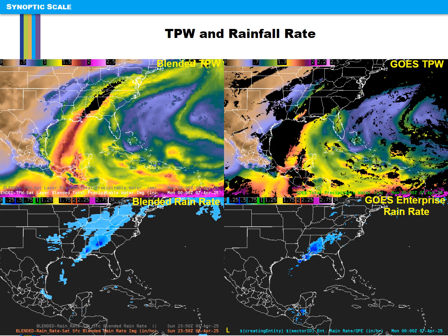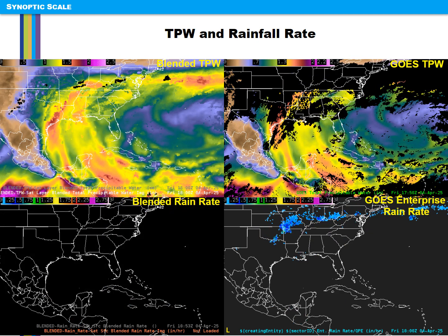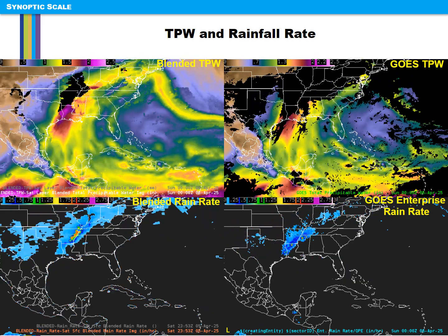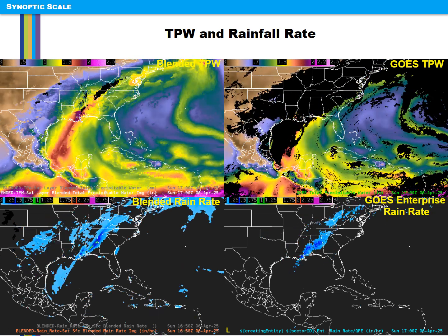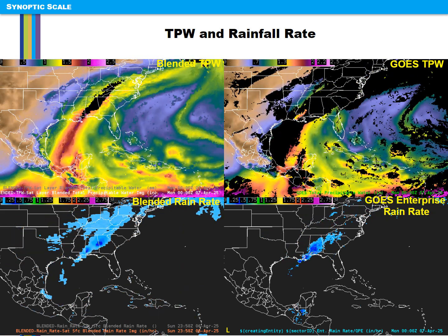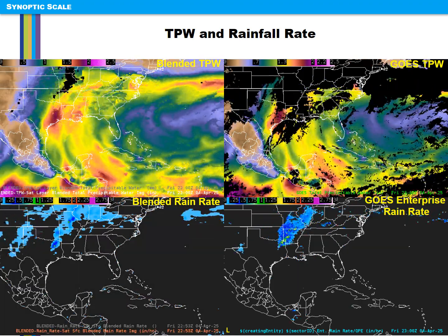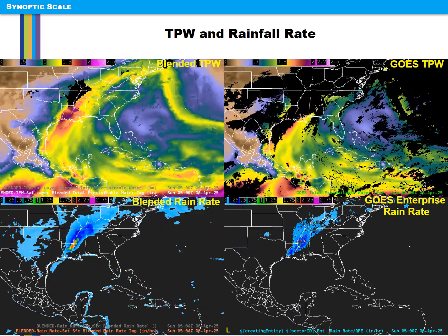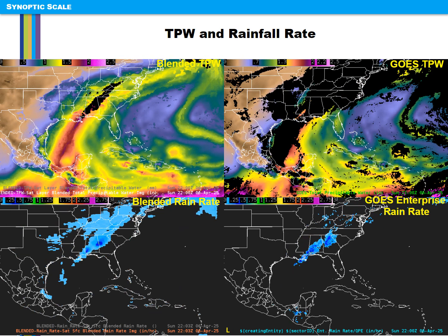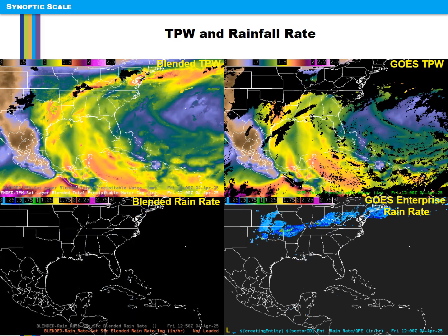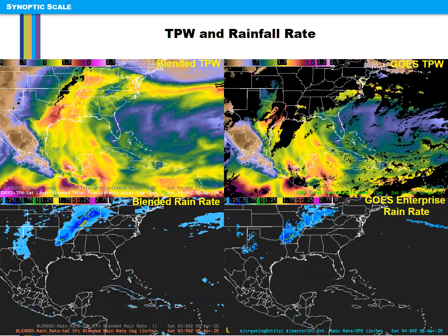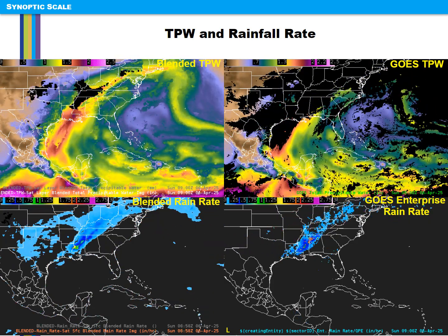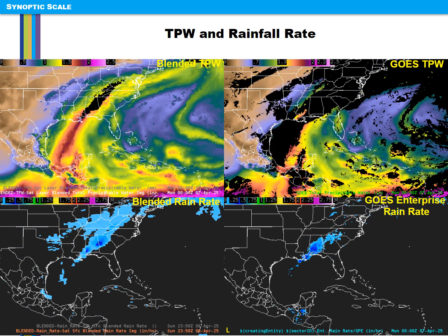In the upper left panel, we're looking at the blended total precipitable water product. This product is hourly and on a 16-kilometer grid. The blended TPW product makes use of a combination of 3 different data sources. The first is the GOES TPW, which is the same as the upper right panel, but it also includes TPW from microwave instruments on polar orbiting satellites, as well as surface-based GPS occultation data. TPW can be retrieved over cloudy scenes in microwave instruments. The exception would be precipitating clouds, which is why some regions are masked out.